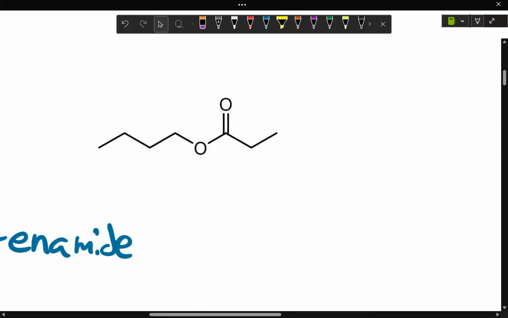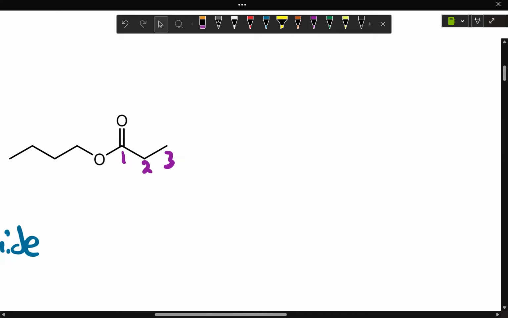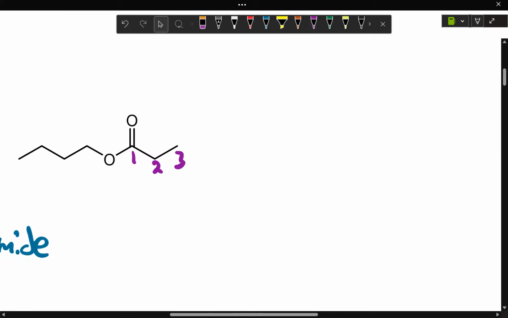Next one, same process. First number the longest carbon chain. So 3. Let me do it over here. 3, if you remember, is prop. And then we don't have any alkenes or alkynes, so propan. And then because it's an ester, we're going to end it in oate.